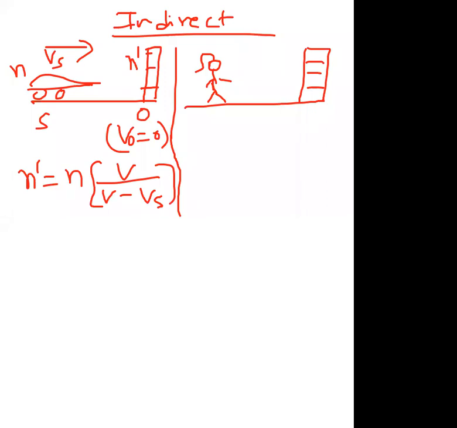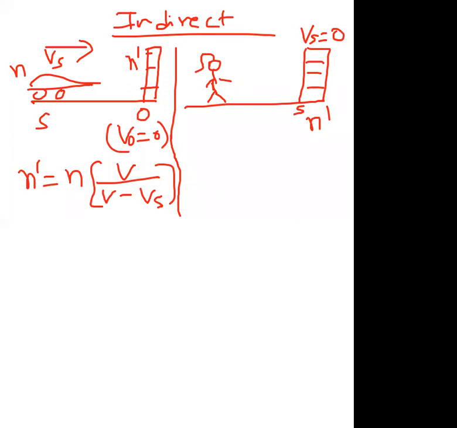Now, previously the source and the wall acted as source and observer. Now the wall is acting as the source. So as it is the source, I have to write N dash as its frequency. And what is the wall's velocity? Vs is equal to 0.